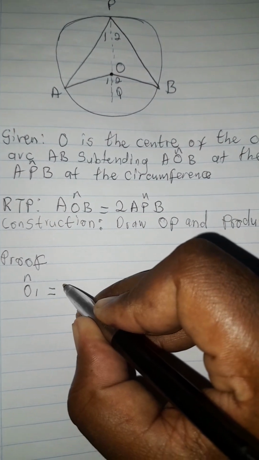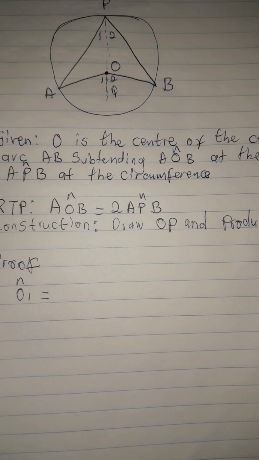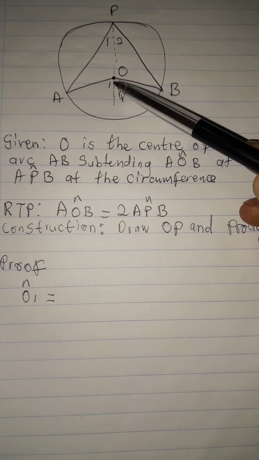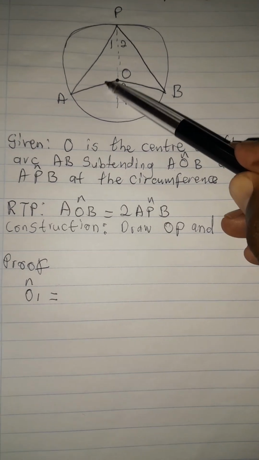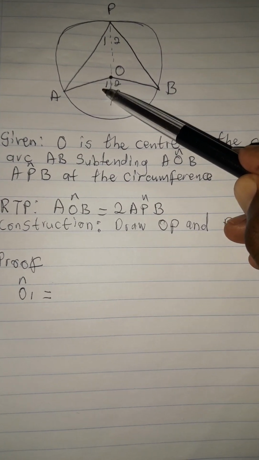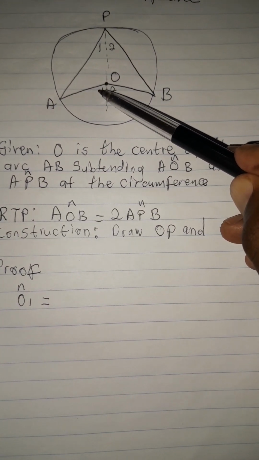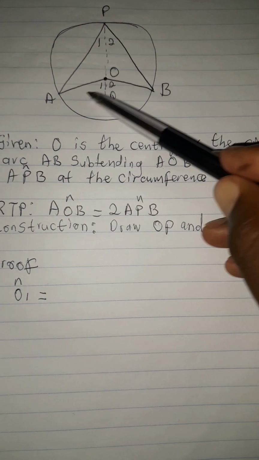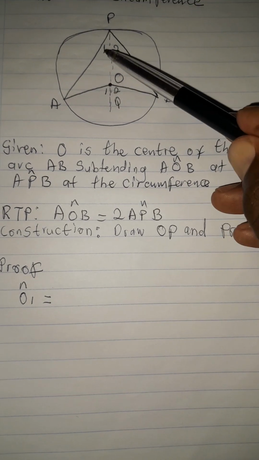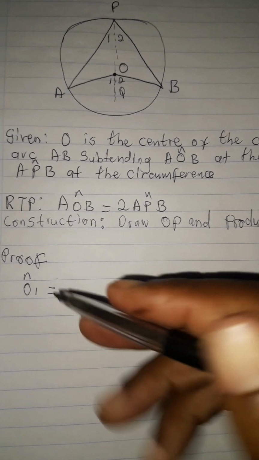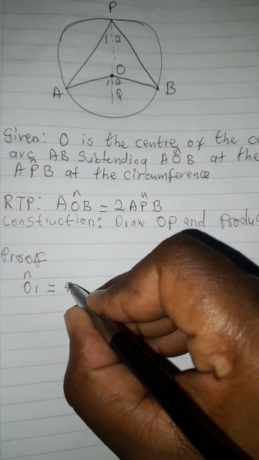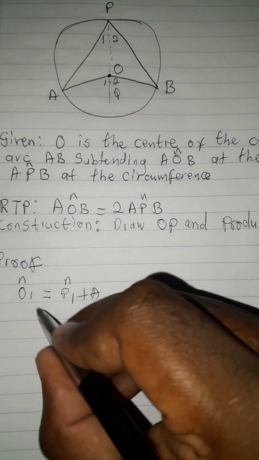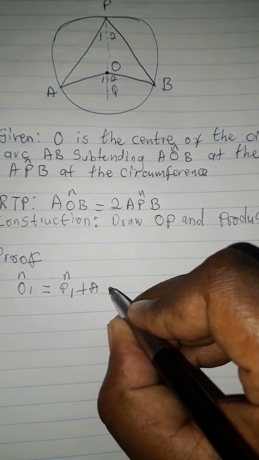Angle O1 is twice... Oh, it's not twice. Let me not lie, it's not twice. What is happening is that angle O1, guys, is an exterior angle of triangle POA. So we can see that angle O1 is equal to angle P1 plus angle A. You learned that in grade 9. Meaning angle O1 is equal to angle P1 plus angle A.